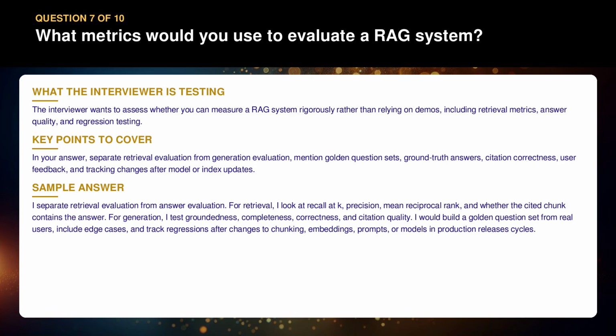I separate retrieval evaluation from answer evaluation. For retrieval, I look at recall at K, precision, mean reciprocal rank, and whether the cited chunk contains the answer. For generation, I test groundedness, completeness, correctness, and citation quality. I would build a golden question set from real users, include edge cases, and track regressions after changes to chunking, embeddings, prompts, or models in production release cycles.